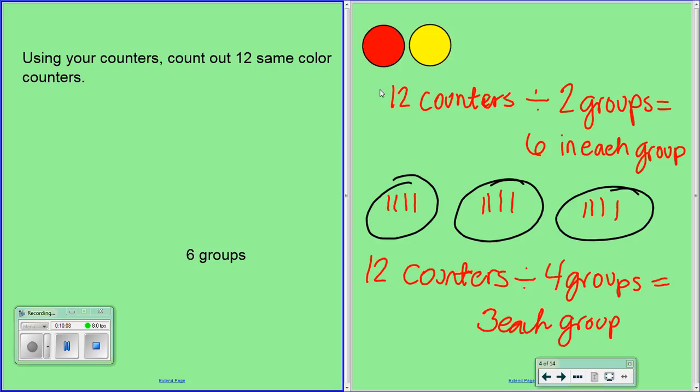Alright, somebody read to me, what is our equation going to be with our new partition? Lucy? 12 counters are whole, divided by 6 groups equals 2. Beautiful. 12 counters divided into 6 groups gives us 2 in each group.